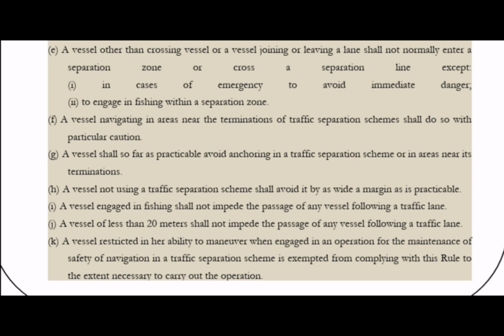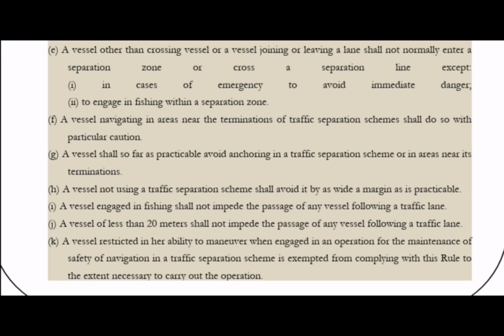Next, the paragraph letter G. A vessel shall, so far as practicable, avoid anchoring in a traffic separation scheme or in areas near its terminations. So this paragraph tells that a vessel should not anchor in the traffic separation scheme because it's very dangerous, and the areas near its terminations. So it is prohibited to anchor in the traffic separation scheme.